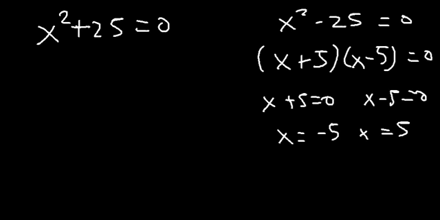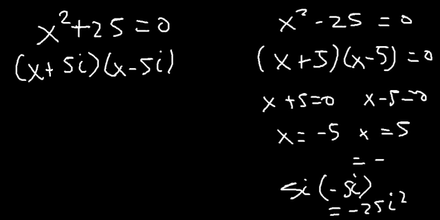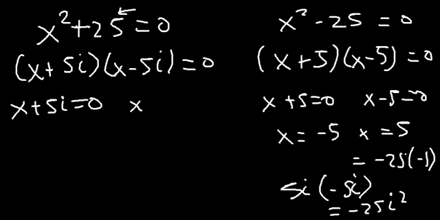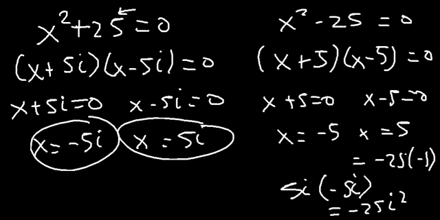Well, if you want to factor a sum of perfect squares, the only way to do so is with imaginary numbers. It's x plus 5i and x minus 5i. Because 5i times negative 5i is negative 25i squared. And i squared is negative 1, so negative 25 times negative 1 is positive 25. So what you do here is you set each one equal to 0. And so x is equal to negative 5i, and x is equal to 5i. So you get the same answers, so you can factor it if you want to solve that equation.